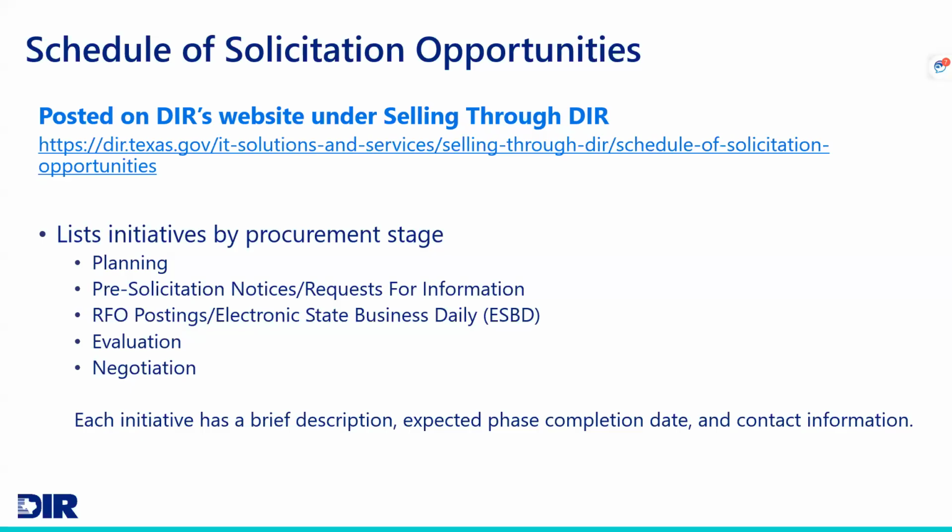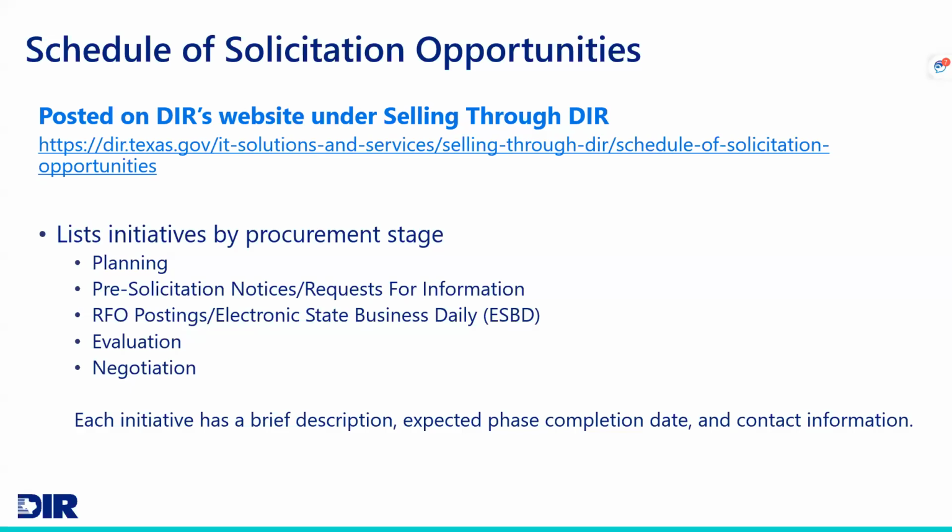So you and our vendor community can see our schedule of solicitation opportunities. By the way, we update that every September. So now that we're in a new fiscal year, we're going to be updating our schedule of solicitation opportunities with the RFOs that we plan to do in FY25. You'll see what we have in the planning stage. Then it moves to the pre-solicitation phase. Then it moves to the posting phase.